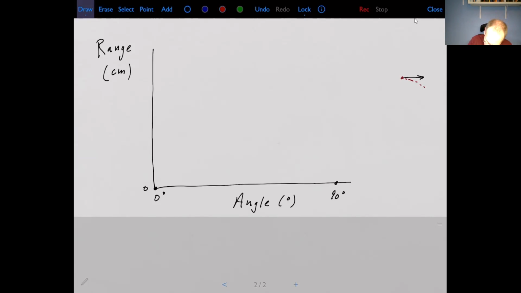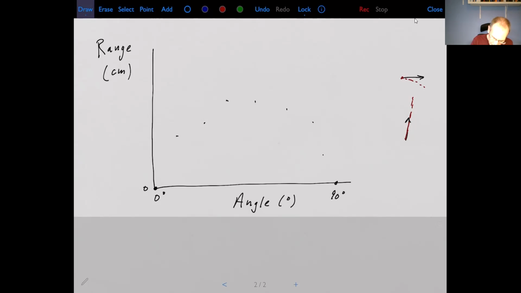If I launch it at 90 degrees like this, then the ball goes up, comes back down, and then that horizontal displacement would be 0 again. So at 0 degrees, the range is 0, at 90 degrees, it's 0. In between, it depends on your data, but it won't be perfect. Let's say it looks like this. It's going to peak around 45.